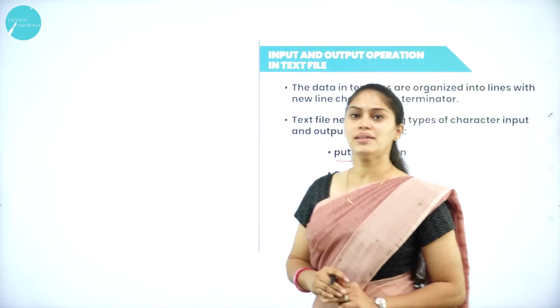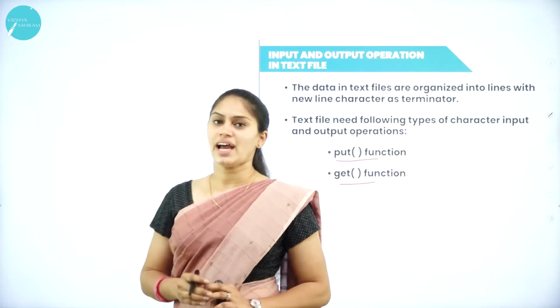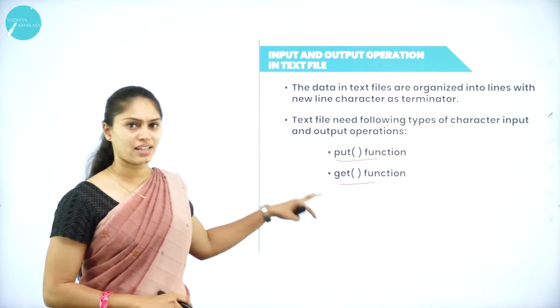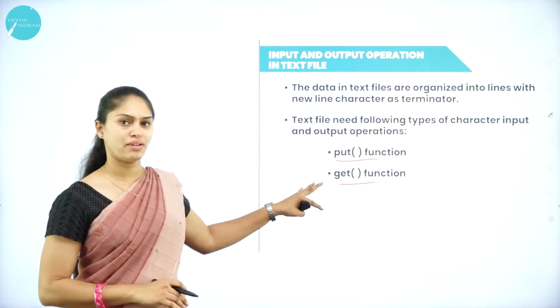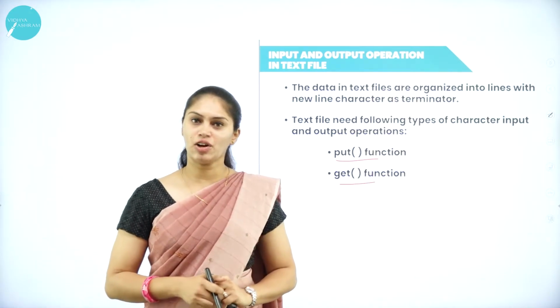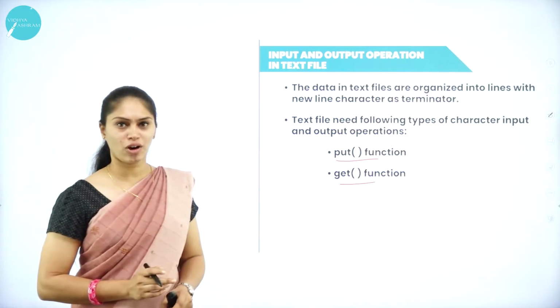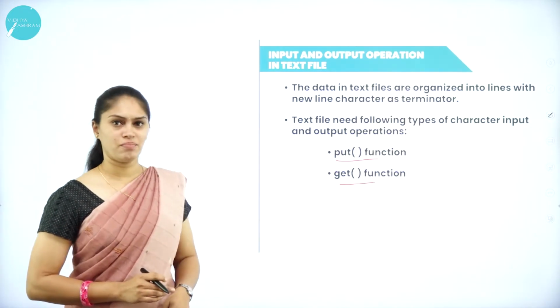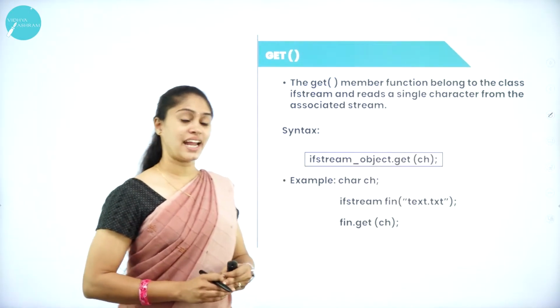So that is nothing but a member function. Here I have two methods, put and get. These are the two member functions which I will be using in order to perform input and output operations on a text file. Getting? So let me move on to this get function.